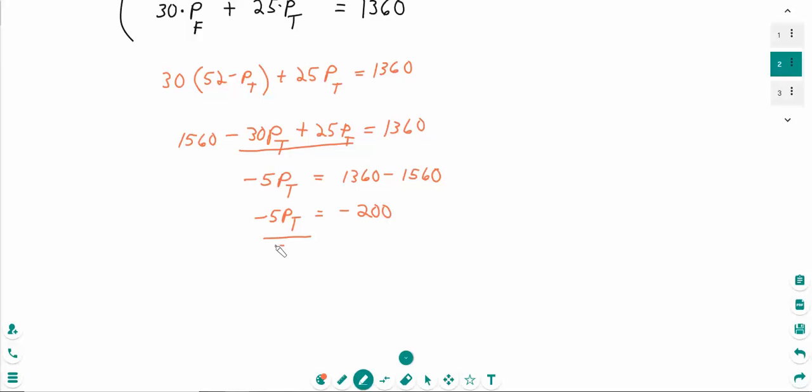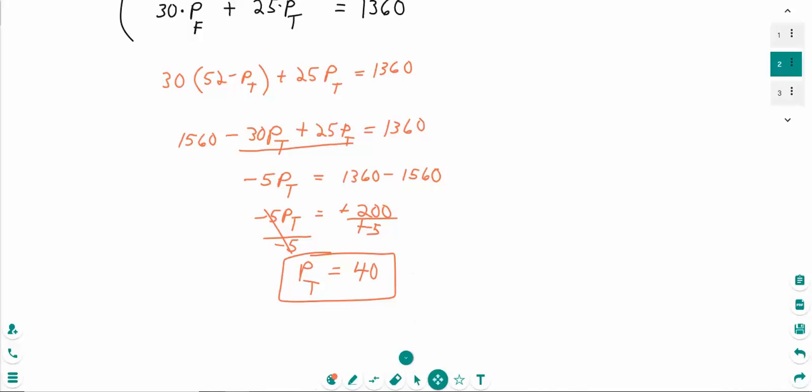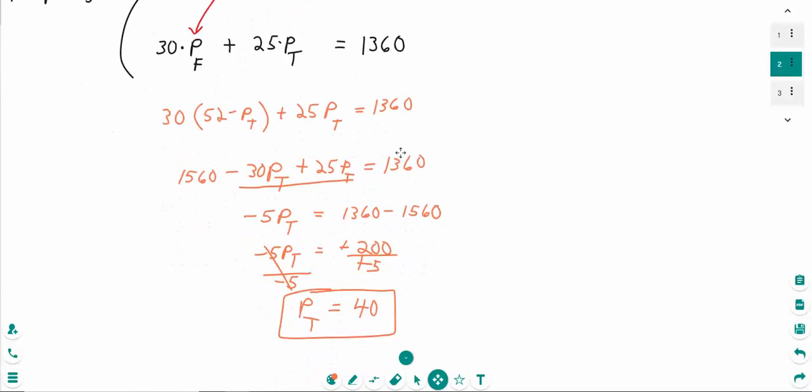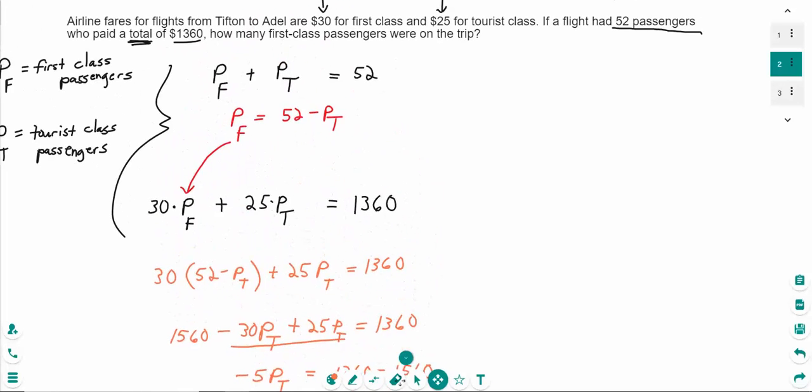We can divide both sides by a negative 5. Negatives become positive. We have a p sub t. 200 divided by 5 is going to be 40. So p sub t is going to be equal to 40. Now remember what p sub t means. It means the passengers in the tourist class. All right? So knowing that now, we can say p sub t is equal to 40.